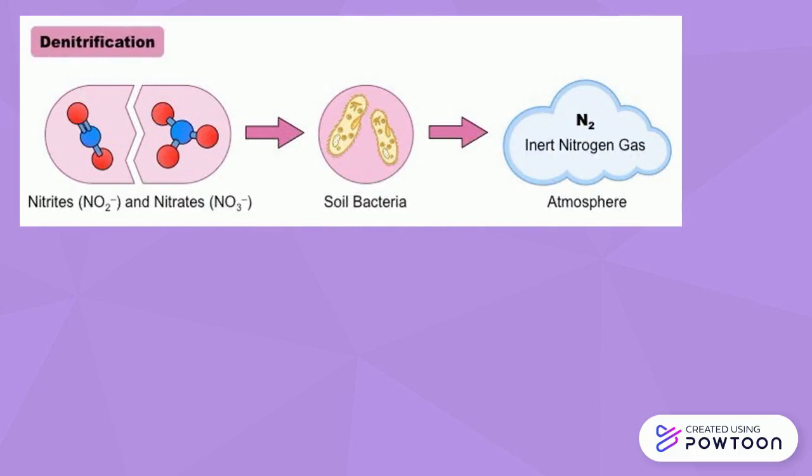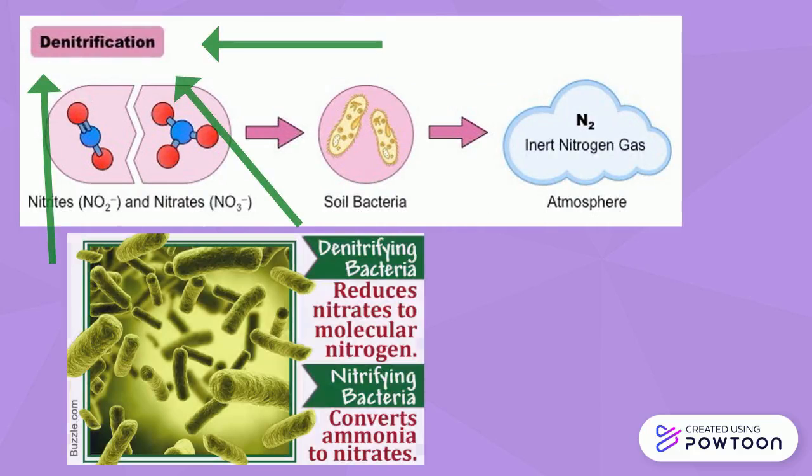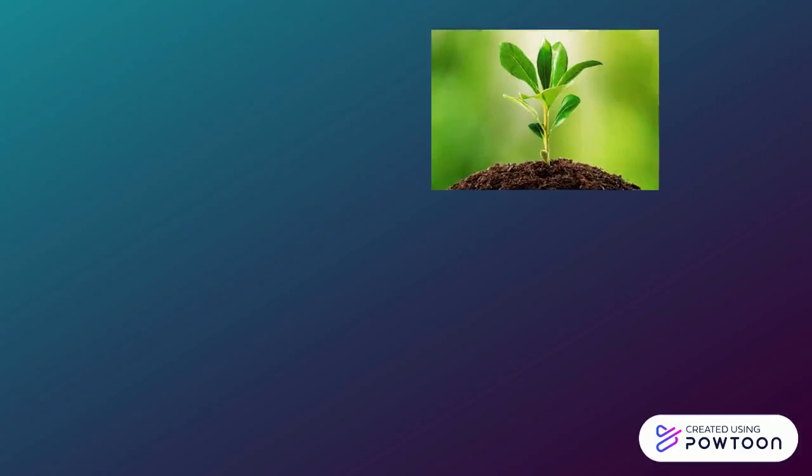Some of it goes back to the bacteria that releases the nitrogen into the atmosphere. This is a process called denitrification. It is basically where denitrifying bacteria releases nitrogen back into the atmosphere and it is lost. Back to the plants that absorb the nitrogen.